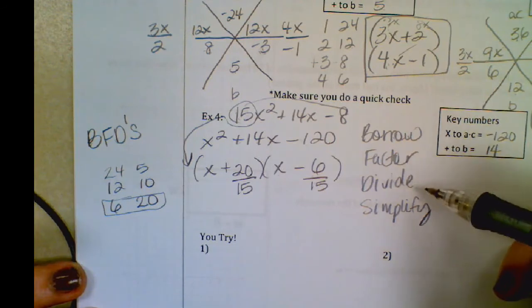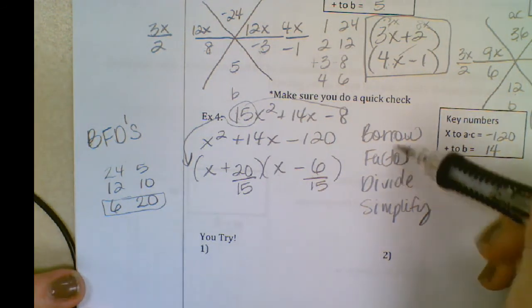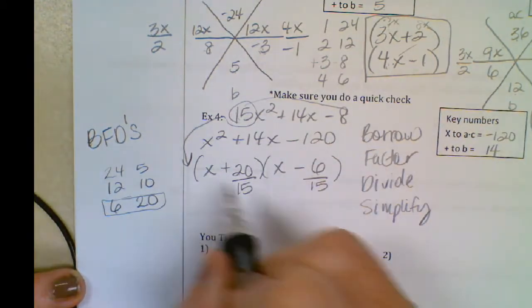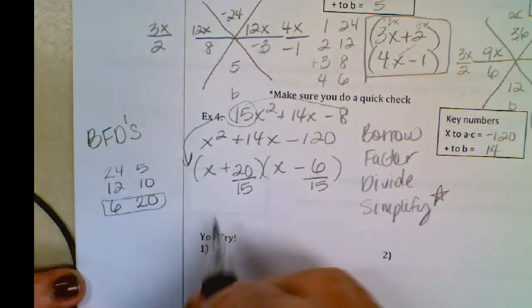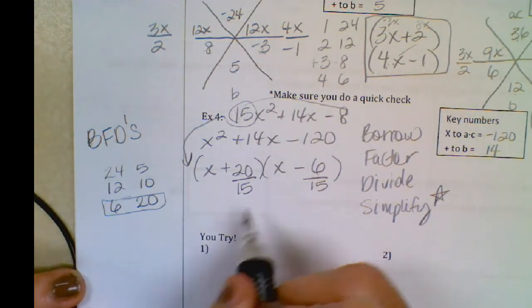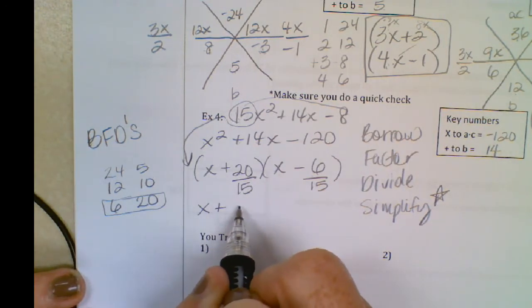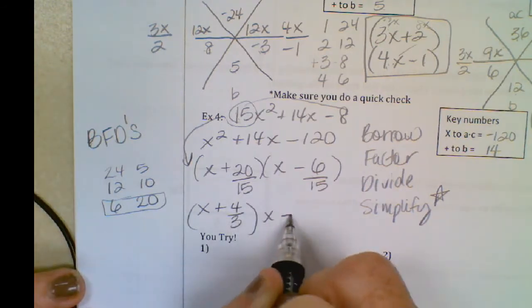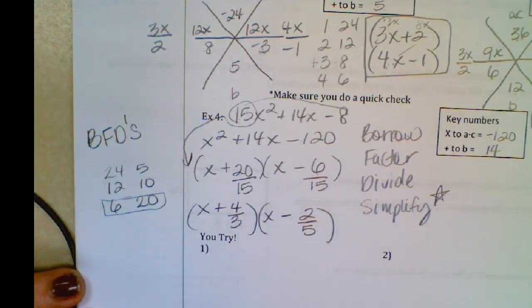Okay? So here's an important step. Once you do that, you must simplify these fractions here. Okay? So that's a really important step. Really important step. You want to star that. Because if you don't do that, your factors are not going to be correct. So you need to have 5 goes into 20 and 15, so you get x plus 4/3 and x minus 2/5.